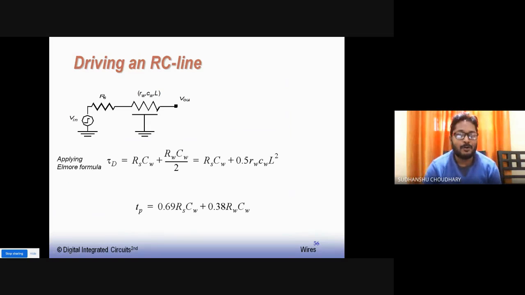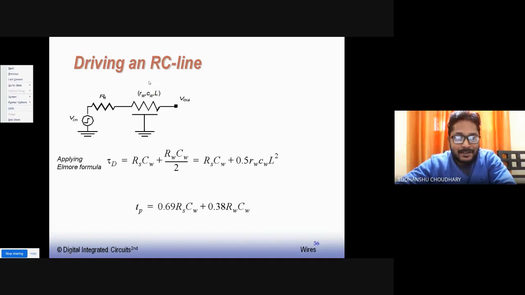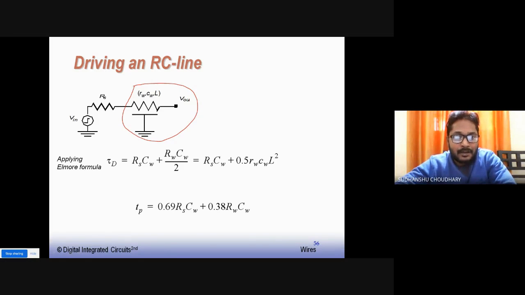So let's say now that we are driving a RC line, okay, and let us say it's distributed. Let us say we are trying to drive a line which is a distributed line or a long length line. And let us say my driver has a series resistance of RS, and at the input I am applying Vin. Okay. So now what would be the final delay at the output, right?